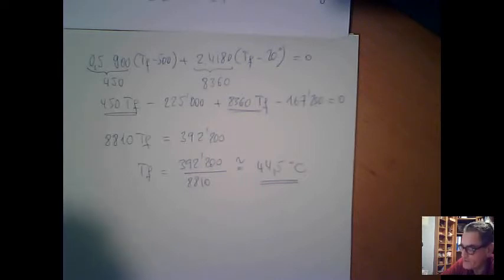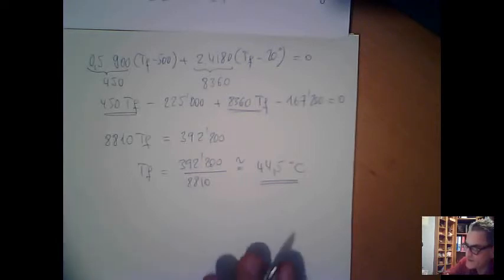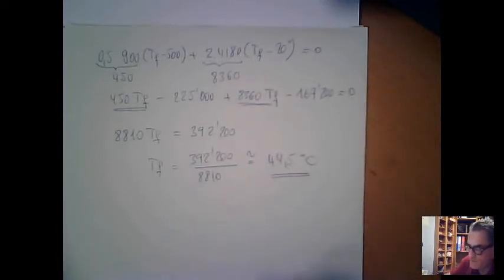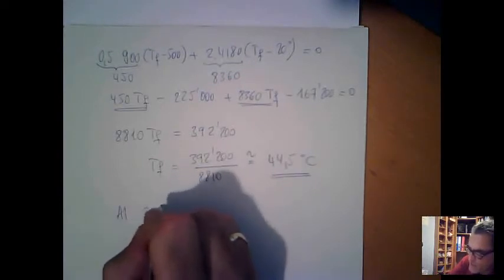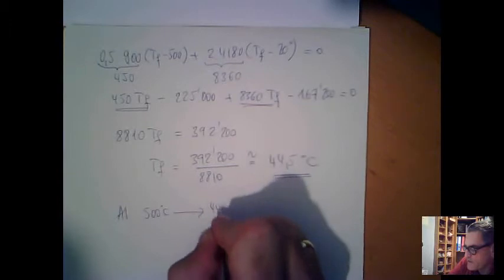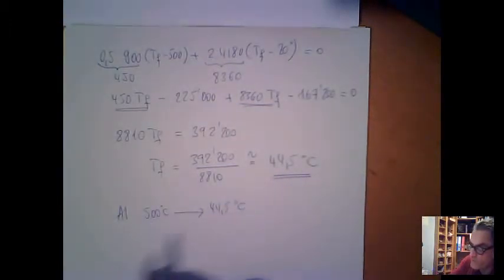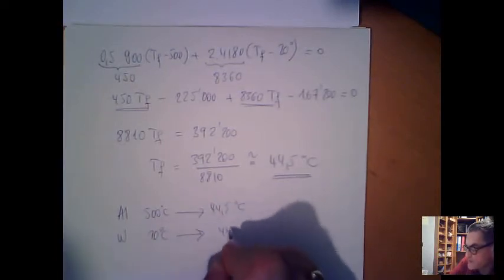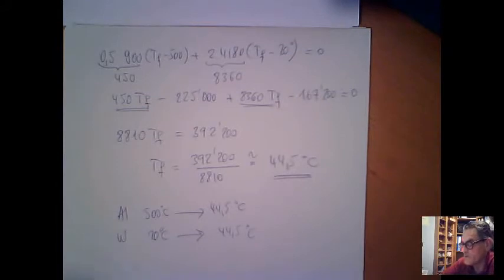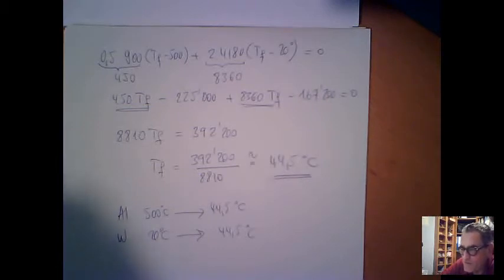Yeah, okay. But what I'm asking is if it's possible. What you said is perfectly correct from a technical point of view. But physically, you have the aluminium, which was at 500 degrees and is going down to 44.5 degrees, and the water, which was at 20 degrees, is going up to 44.5 degrees. So you see that the temperature of the aluminium is going to vary much more than that of the water. And why is that?